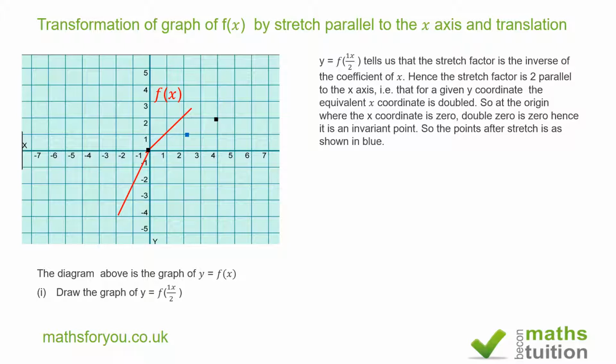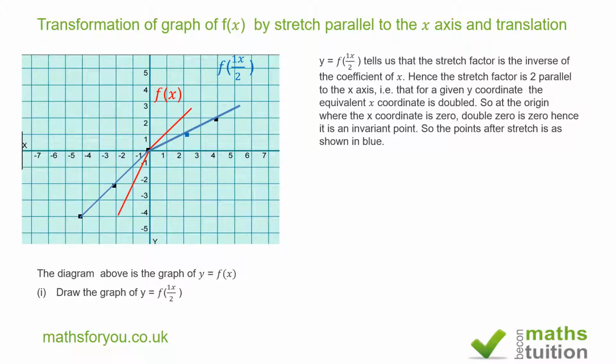Now, moving down here, at this point, where x is minus 1 and y is minus 2, if you double minus 1, you get minus 2. Again, the y coordinate does not change. Now, moving on down here, where x is minus 2 and y is minus 4, double minus 2, you get minus 4. We now join our points to get the new graph that gives us y is equal to f of x over 2.